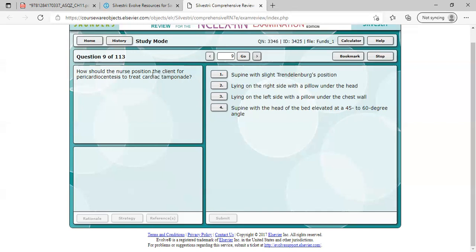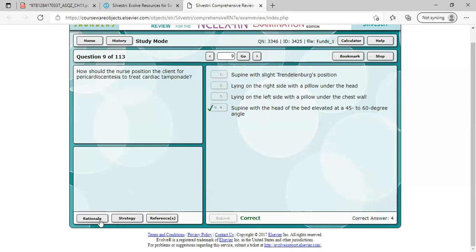So pericardiocentesis, right? We do something over the heart. Definitely, patient should be supine with the head of the bed elevated at 45 to 60 degree angle.